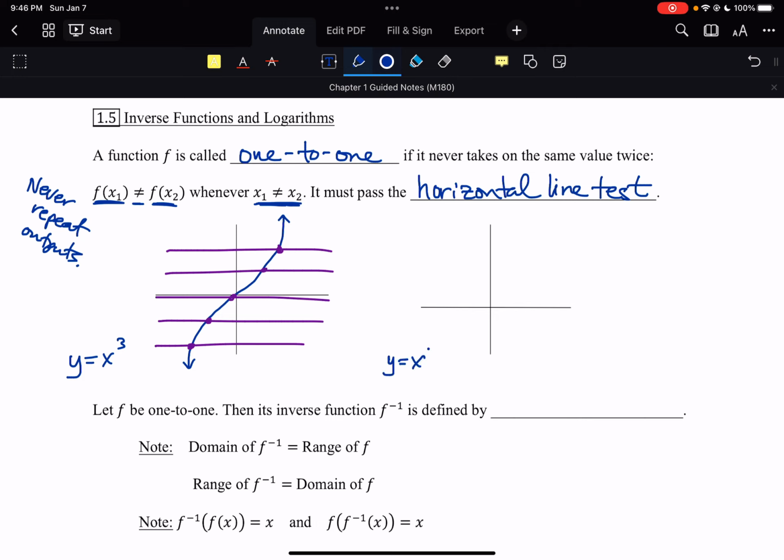Whereas, if we look at the graph of y equals x squared, so something parabolic like this, and it doesn't take very long to see that we get two outputs for one horizontal line.